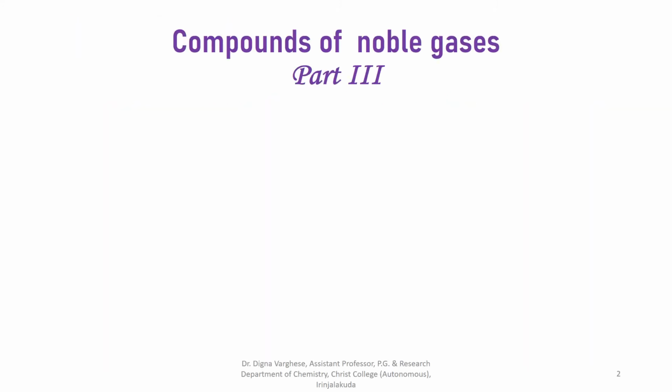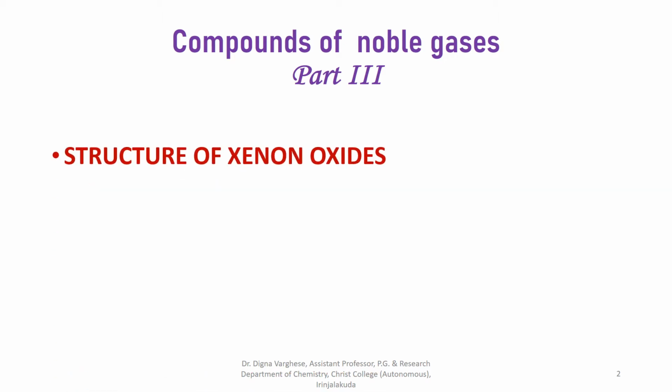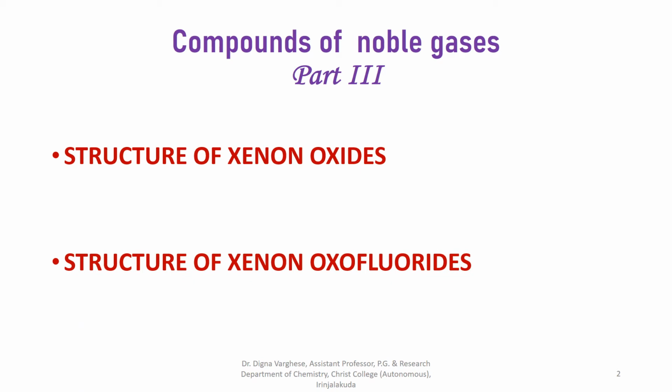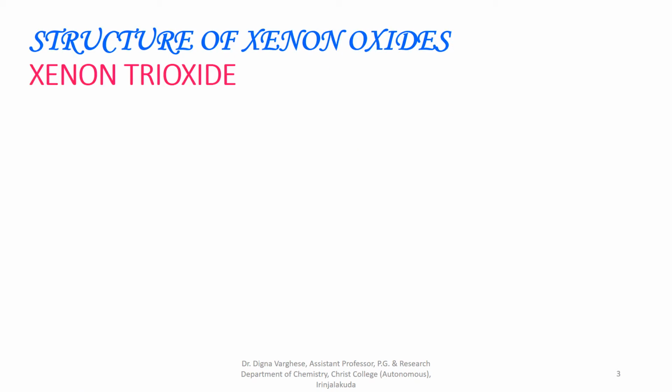Now let's get started. Compounds of Noble Gases Part 3. What I want to share with you in this Part 3 of Noble Gases: structure of xenon oxides, structure of xenon oxofluorides. Let's start with the structure of xenon oxides. Xenon trioxide is the first oxide compound.